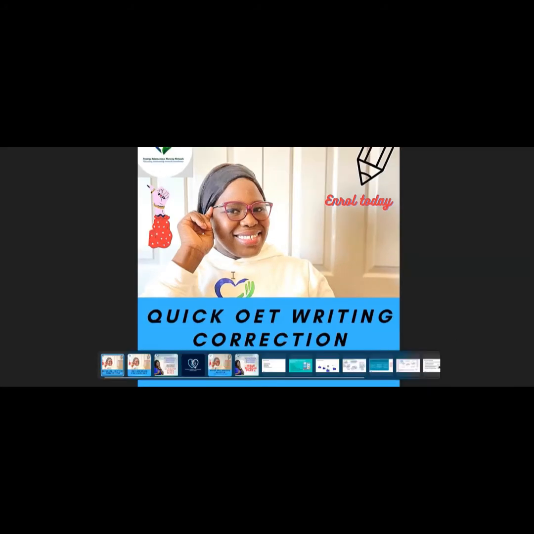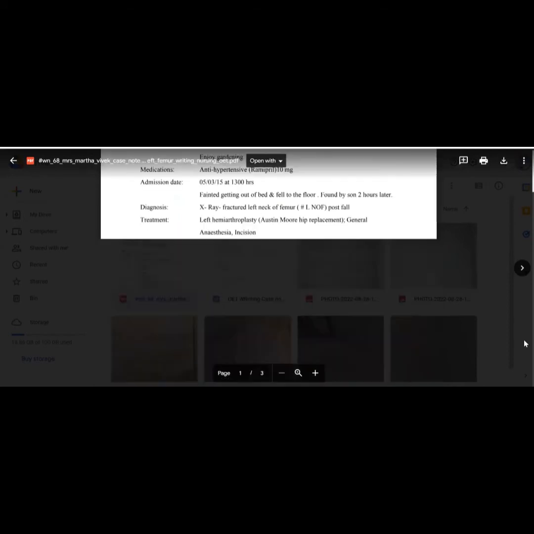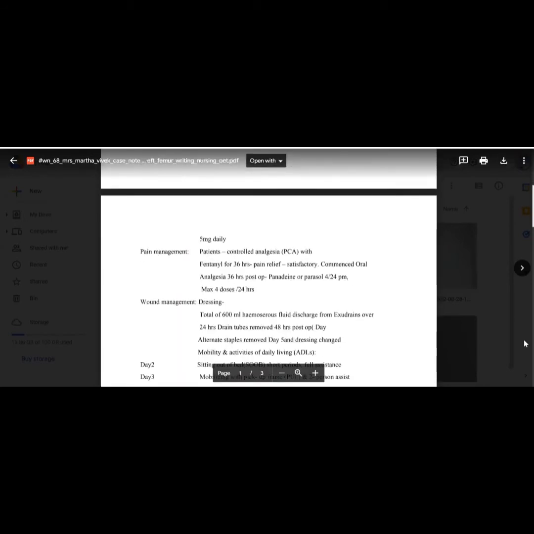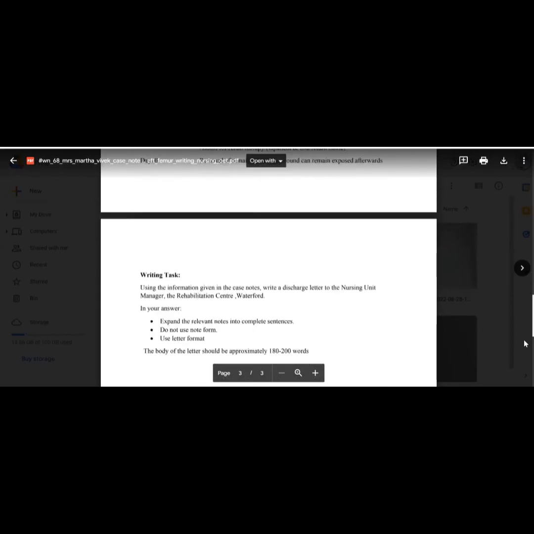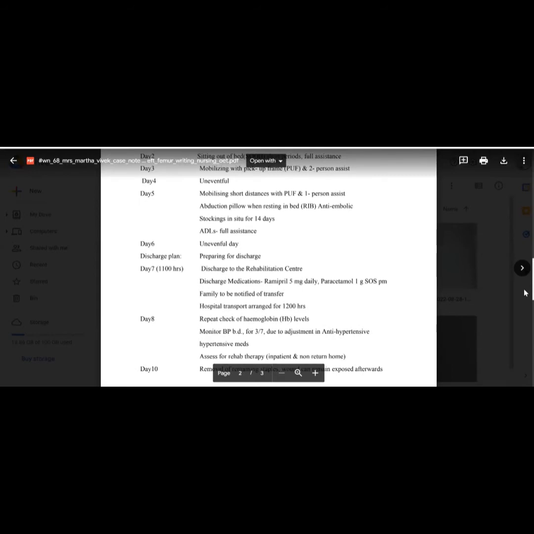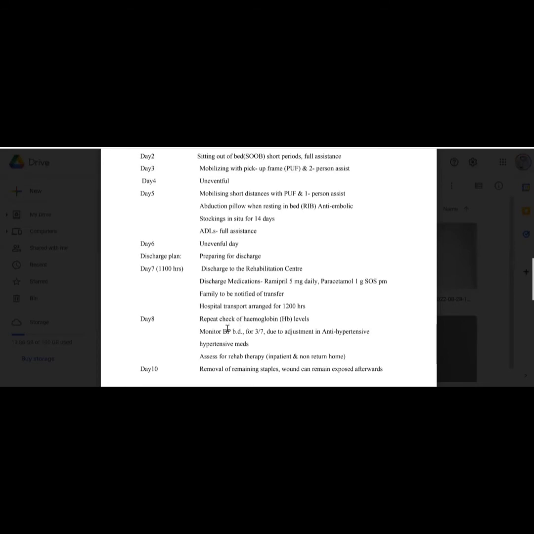All right, so we take this first case note. You can see this case note here. As the patient details, I'll just scroll down there. So you go to the patient details, and then this is the writing task. Using the information given in the case note, write a discharge letter to the nursing unit manager, rehabilitation center, Waterford. So this is definitely a discharge letter. Let's pay attention to the discharge plan here since it's a discharge letter.